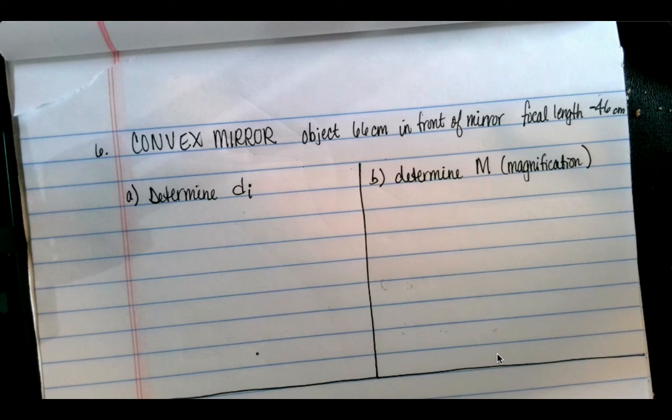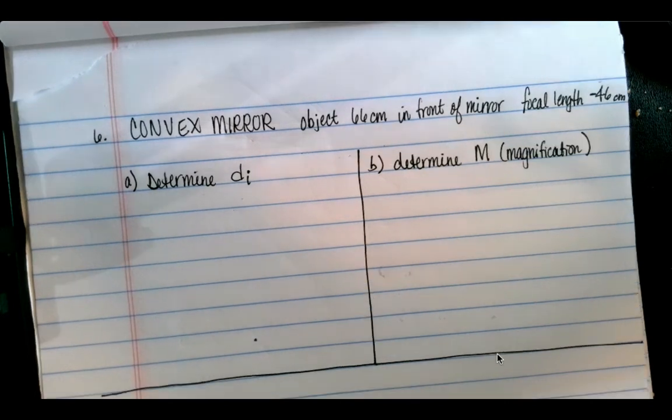We're asked to determine the image distance, the magnification, to classify the image as being either real or virtual, to compare the size of the image to the size of the object, and to determine whether the image is upright or inverted, and then draw a ray diagram that corresponds to this. So we're going to do this kind of all together now to try to get this in one fell swoop.